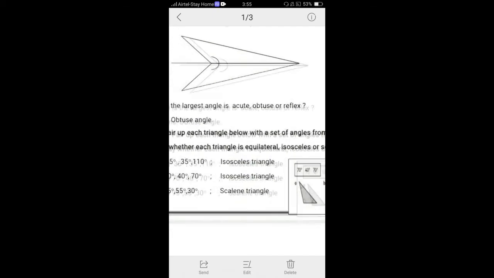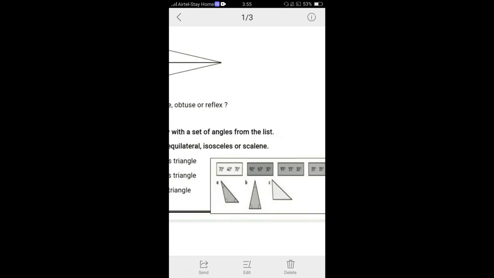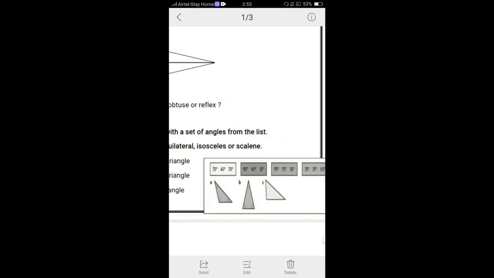Coming to the C number, you can see that it looks like a right angle triangle, but you have to confirm with the protractor whether it's exactly 90 or more than 90. Whenever you measure with the protractor, you can see that this is more than 90, it's 95 here, so we can decide it. C option is 95, 55, 30. In this type of maths, you can get the correct answer whenever you use the protractor.